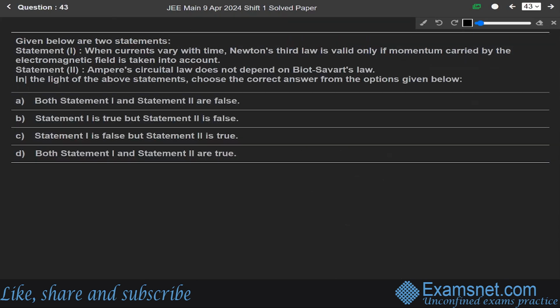Okay. Now question 43, given below are two statements. Statement 1 is, when currents vary with time, Newton's third law is valid only if momentum carried by the electromagnetic field is taken into account. And statement 2 is, Ampere's circular law does not depend on the Biot-Savart law. Okay. So this question is a conceptual one. The correct answer is statement 1 is true, but statement 2 is false. Option B is the correct answer.